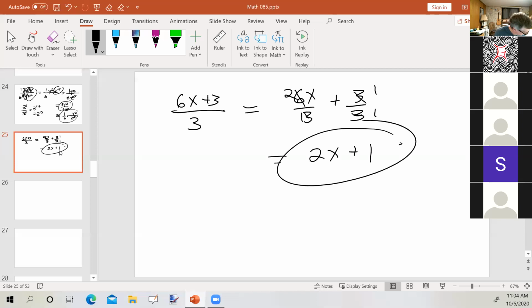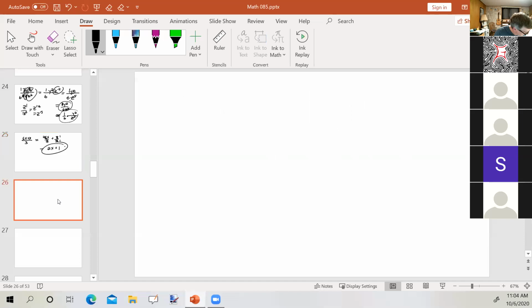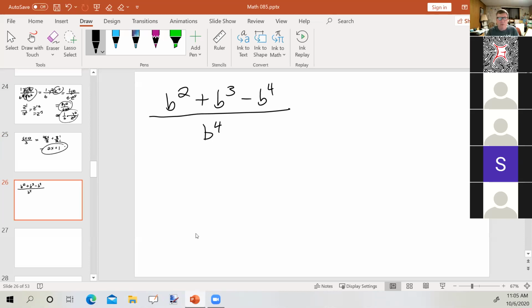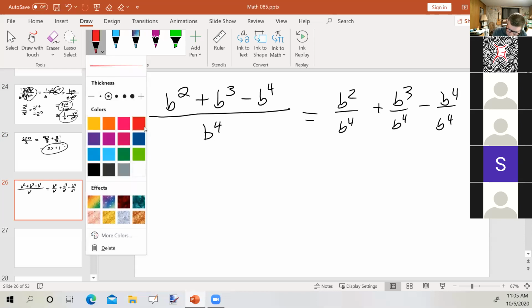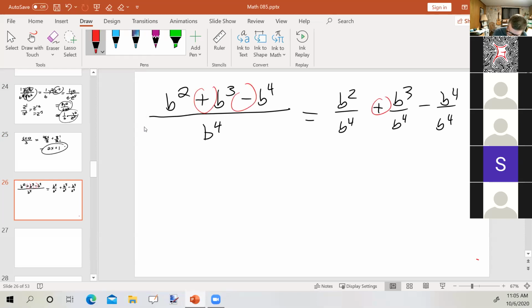All right. Let's take a look at another problem. b squared plus b cubed minus b to the 4th power all over b to the 4th power. We have a trinomial divided by a monomial. So we're going to take each term in the numerator and divide it by the term in the denominator. Notice that I carried my signs over to separate the terms. Okay.